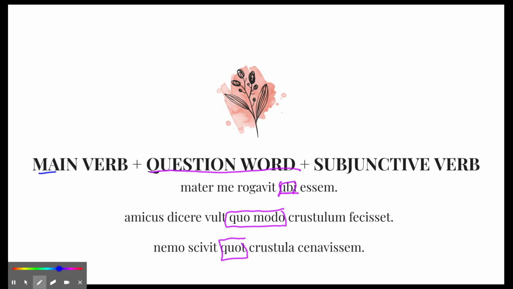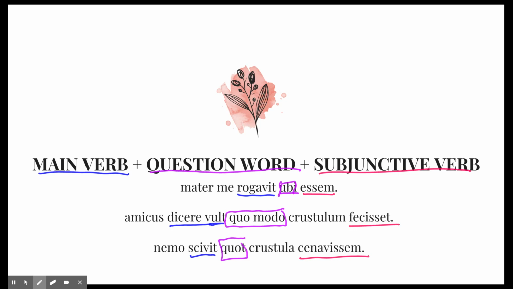My main verb, I'm going to make this one blue. I have rogavit, I have volt dicere, and scivit. And let's see if it follows the final one, a verb in the subjunctive. Essem, fecisset, comedisset. You can even see this is the imperfect, we have the pluperfect and another pluperfect. Of course, these are your basic Latin 2 verbs, so I'm not going to go over these.